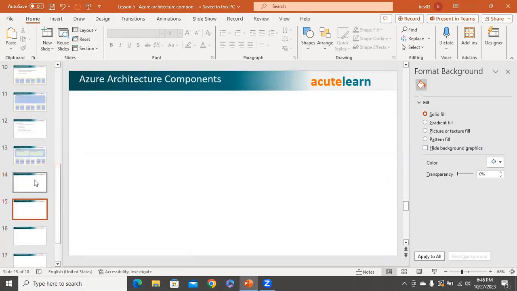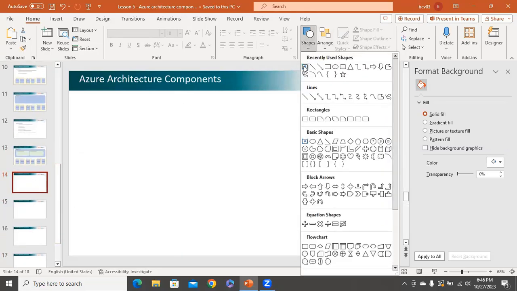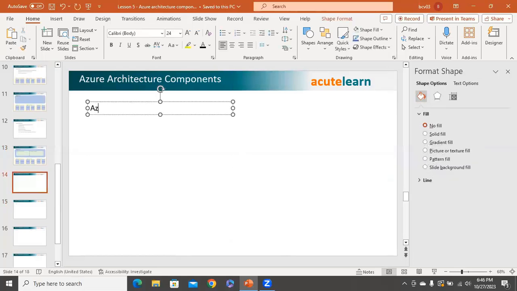Now, we use the terminology called a resource group. Azure resource group.